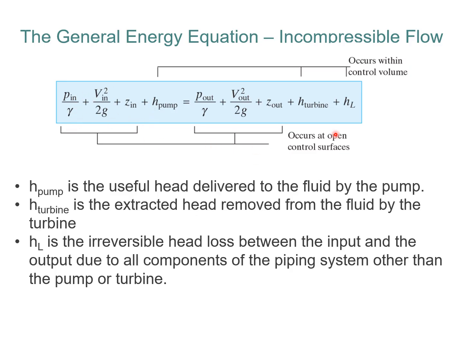So this equation is what's known as the general energy equation for incompressible flow. And you can see some very similar characteristics to the equation we've looked at before. It's got a couple extra terms. H pump is the useful head delivered to a fluid by a pump. H turbine is the extracted head removed from the fluid by the turbine. And HL is the irreversible head loss between the input and output due to the piping system. So this is basically a friction kind of term.